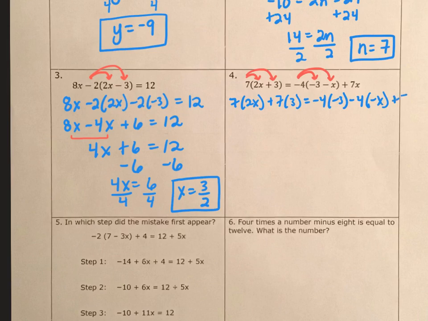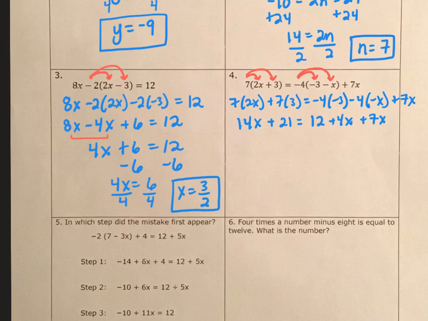And then I have plus 7x over here. Okay, now simplifying this left side, 7 times 2x is 14x. 7 times 3 is a positive 21. On the right side, -4 times -3 is a positive 12. -4 times -x is a positive 4x. And then I have this 7x.